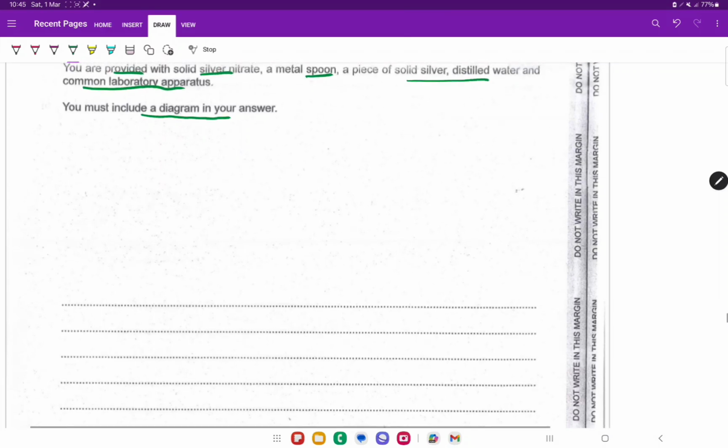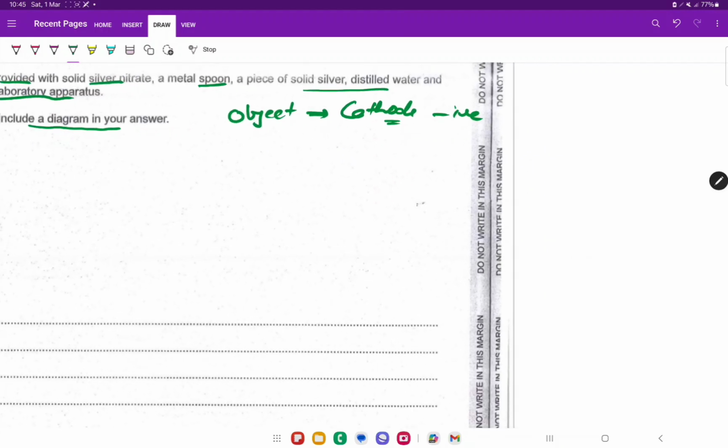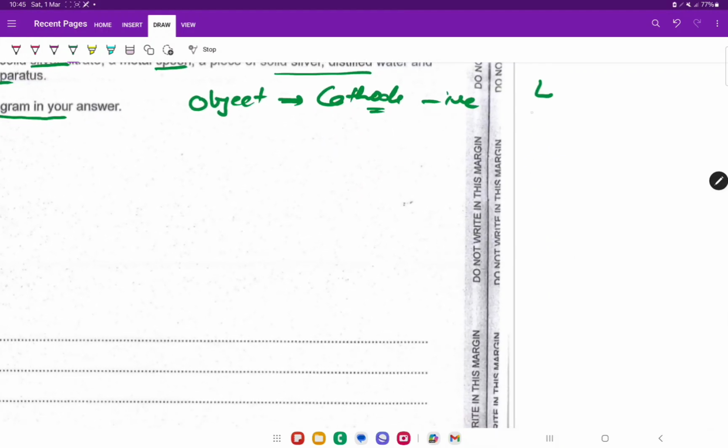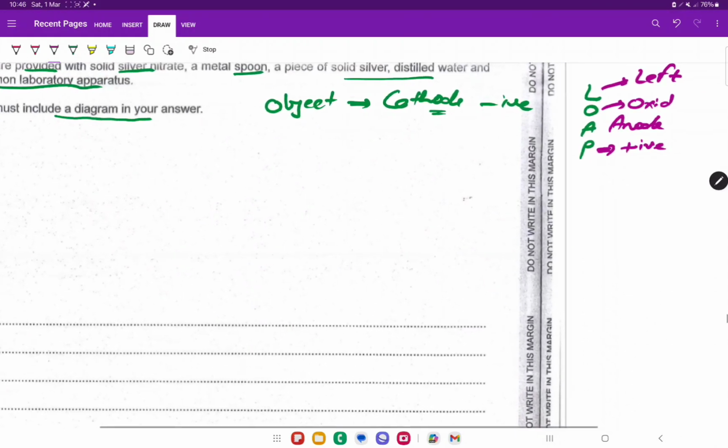For electroplating, whenever you want to electroplate, the object to be electroplated should be the cathode, the negative electrode, because the principle of electroplating is electrolysis. And for electrolysis, we use LOAP: left anode, oxidation, anode positive. Oxidation will always take place at the anode, and generally it is on the left side of your electrolytic cell. The important thing is oxidation, anode, positive; left and right are not important. I will make a diagram for this.